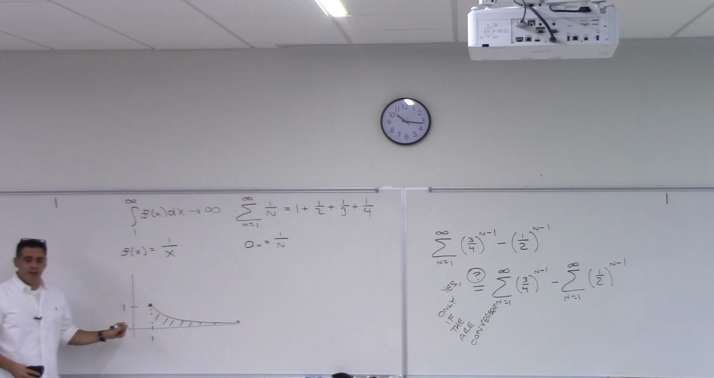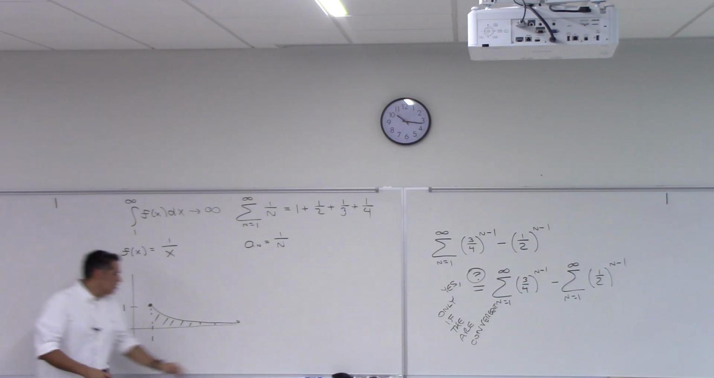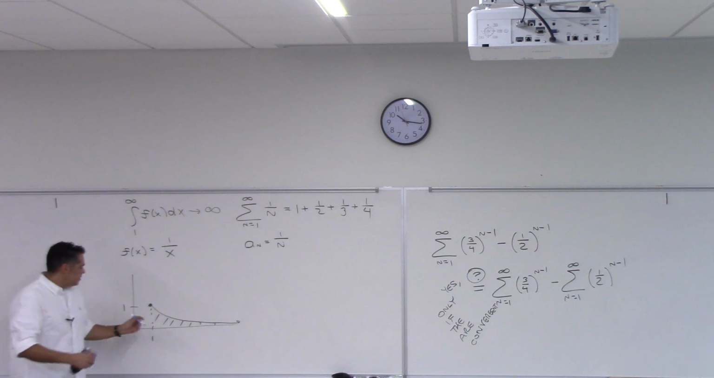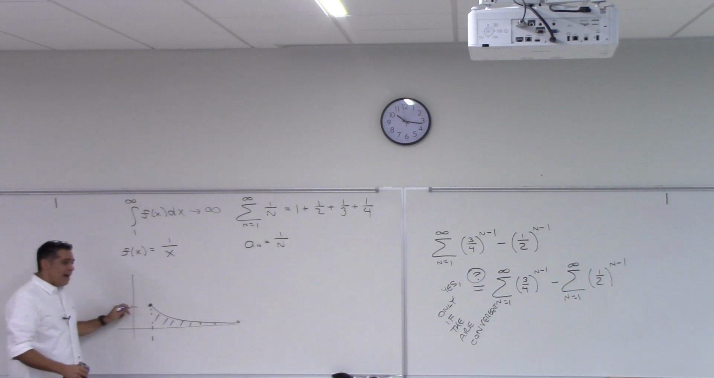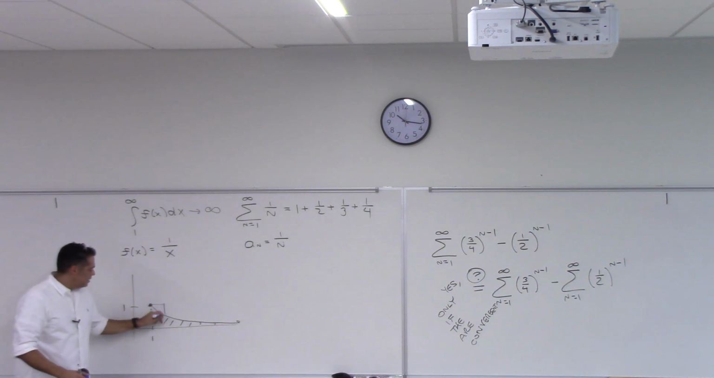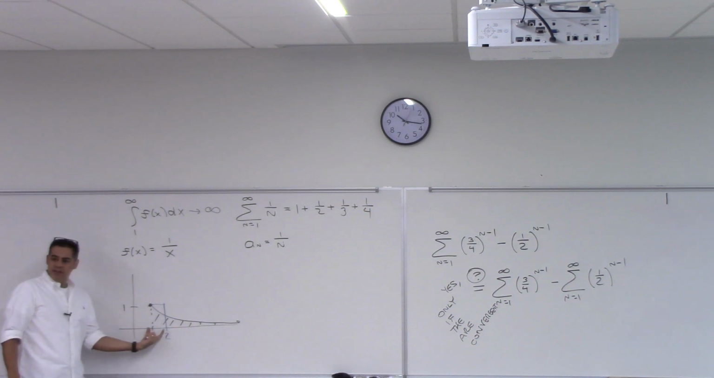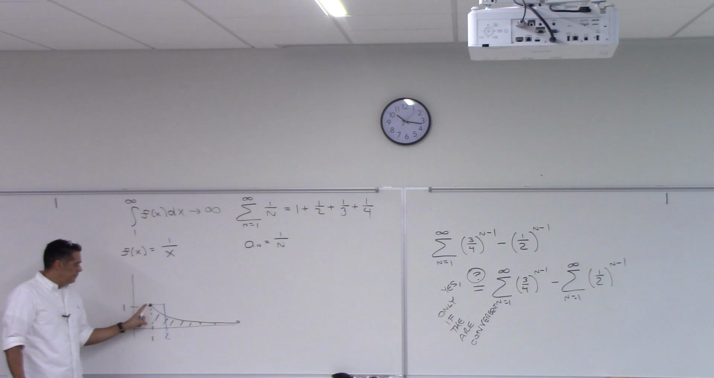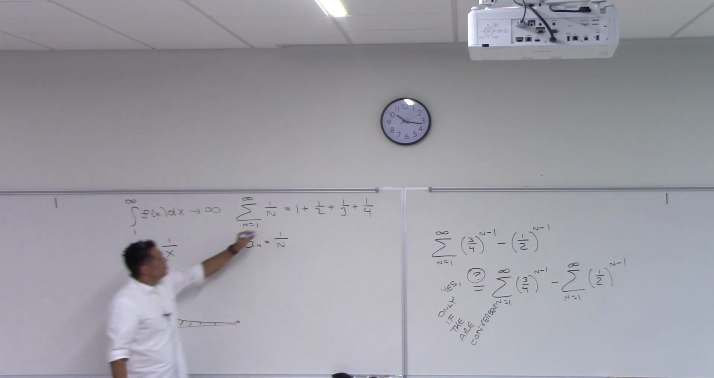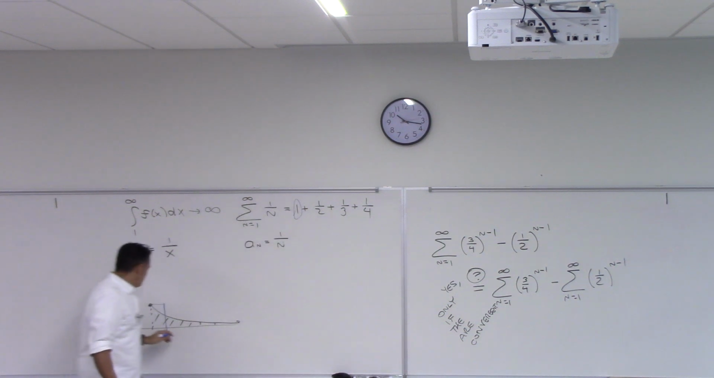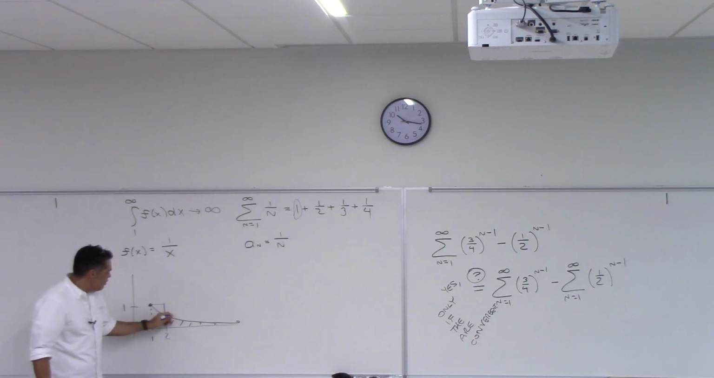So I know that this area is infinite, and now I'm going to start drawing rectangles in here, but I'm going to do it a little bit differently. I'm going to draw my first rectangle like this. I'm not going to go up and to the left. I'm going to go up and to the right, and that goes to 2. The width of this is 1, and the height is what? 1. 1 times 1? 1. That's the first number. Then from 2, I'm going to go straight up and over and down.